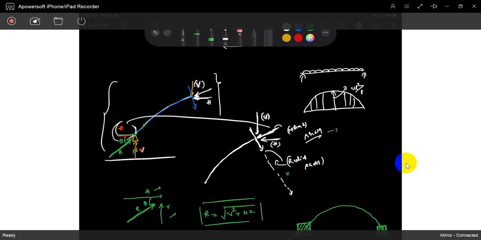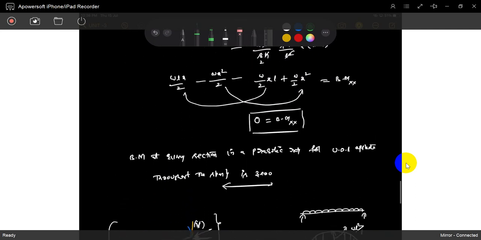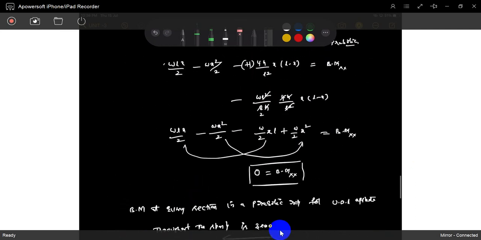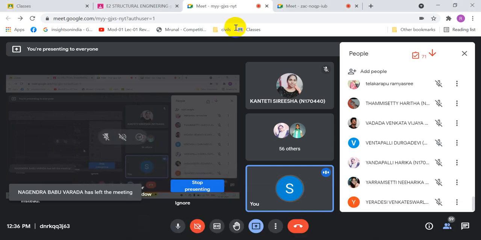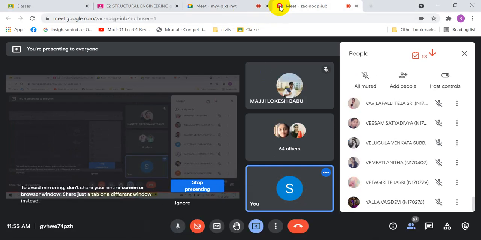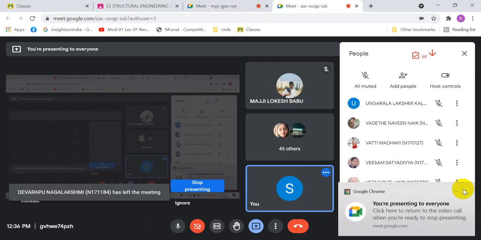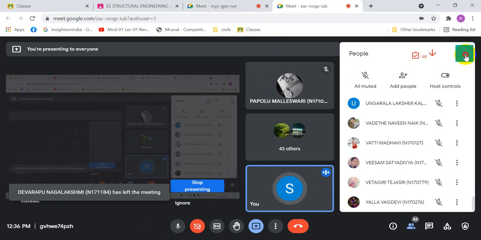Tomorrow, in the next class, we will solve other problems with different loadings and draw the bending moment diagram. We will explain those. Okay, that's the end for today. That's the introduction to arches. If you have any doubts, ask me, otherwise leave it.